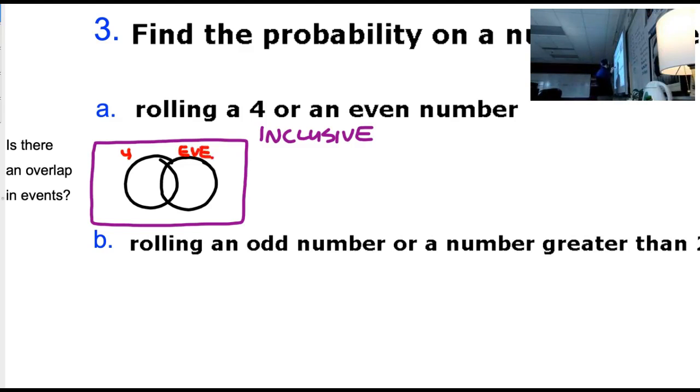Are there any 4s that are even? It's just 4, yeah. So the 4 goes in the middle there, and the rest of the evens, 2 and 6, go right there. So how many of the outcomes are 4 or even? 3: 4, 2, 4, or 6. All right, so right there you draw the picture, you can see all of those values inside the Venn diagram are going to be our favorable outcomes. 3 out of 6 or 1/2.